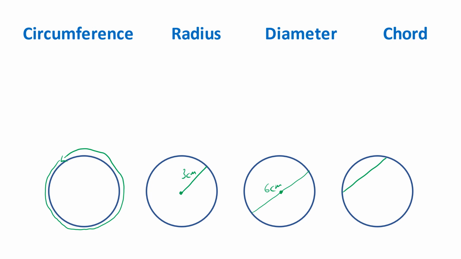The final one on the right-hand side of the screen is the word chord. So a chord is a straight line that joins up 2 points on the circumference of the circle. So technically a diameter is a chord, and it's actually the longest chord that you could have on a circle because it is joining 2 points up on the circumference. So there's the first 4 terms. Let's have a look at another 4.